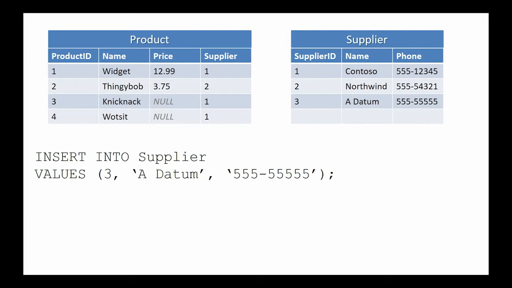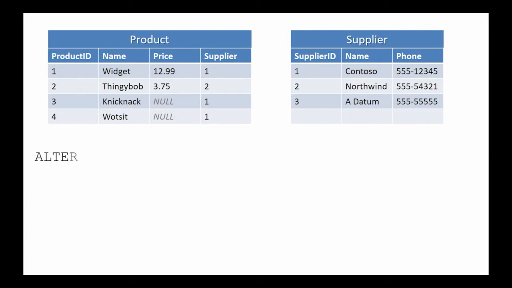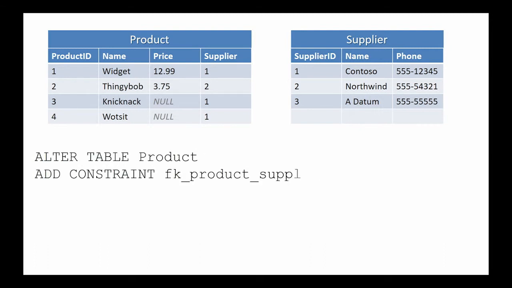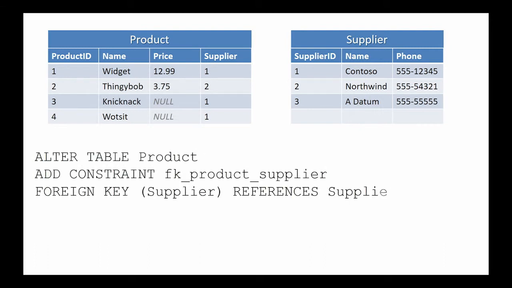What I want to do is make sure that I can't insert a product with an invalid supplier. So I'm going to alter my product table, and I'm going to add a constraint, and this time the constraint is something called a foreign key constraint. And what it's doing is saying the supplier column in this table is the foreign key that references the primary key in another table.